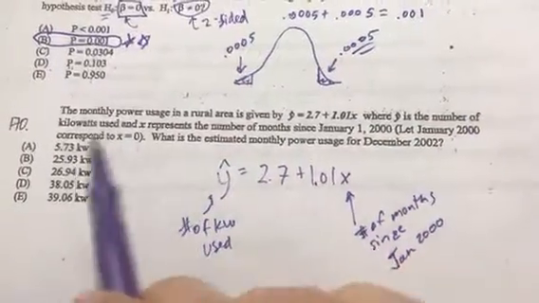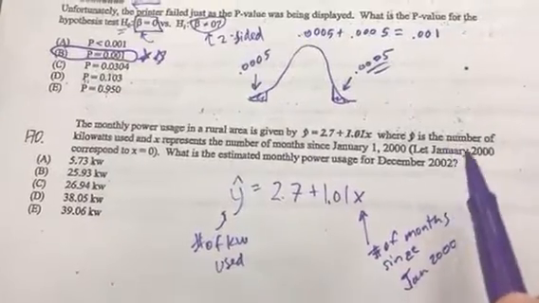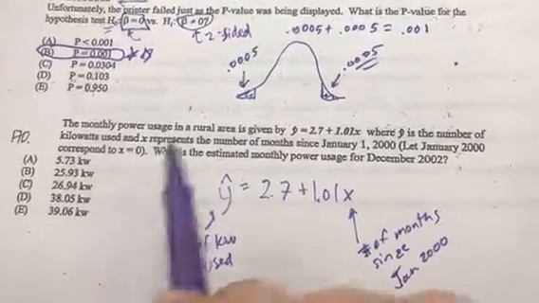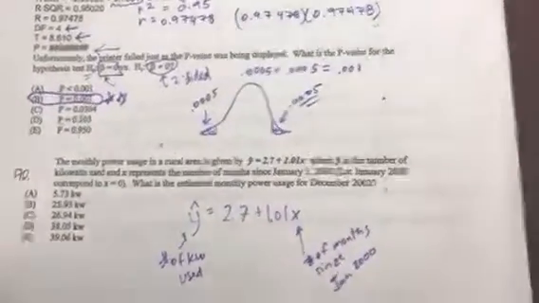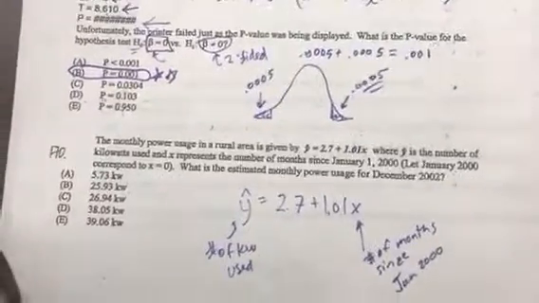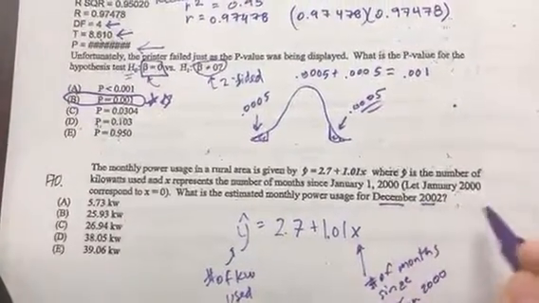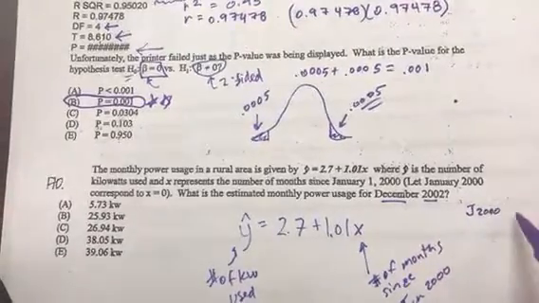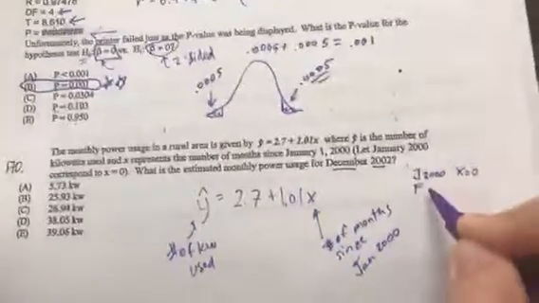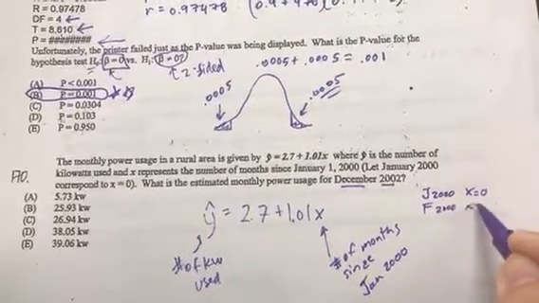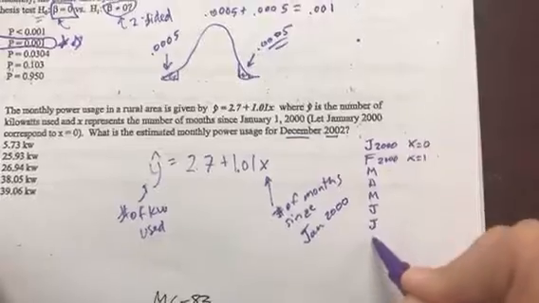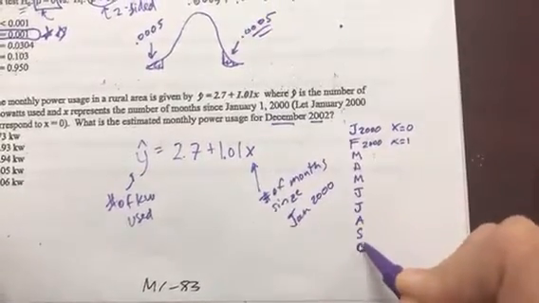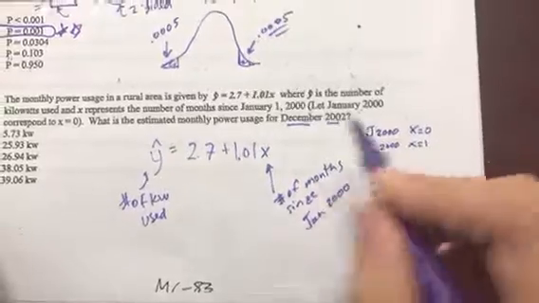Oh, this is kind of handy too. They said, for instance, let January 2000 be X equals 0. What is the estimated monthly power usage for December 2002? So this gets a little difficult. You're trying to figure out, okay, January 2000, X is 0. That would mean February 2000, X is 1. So I'm just going to keep going here, jotting down February, March, April, May, June, July, August, September, October, November, December. I want December.